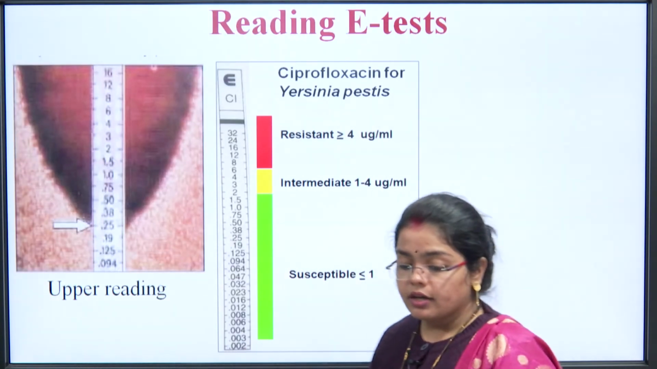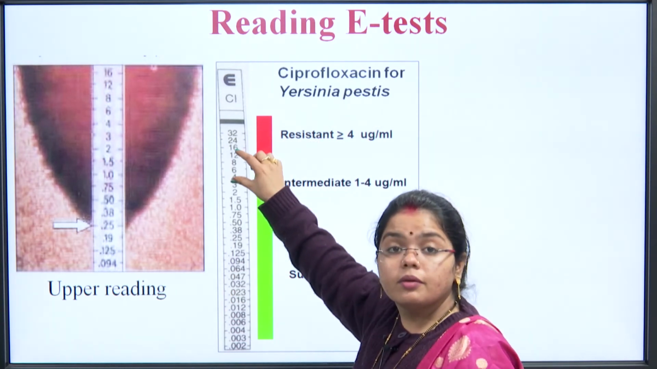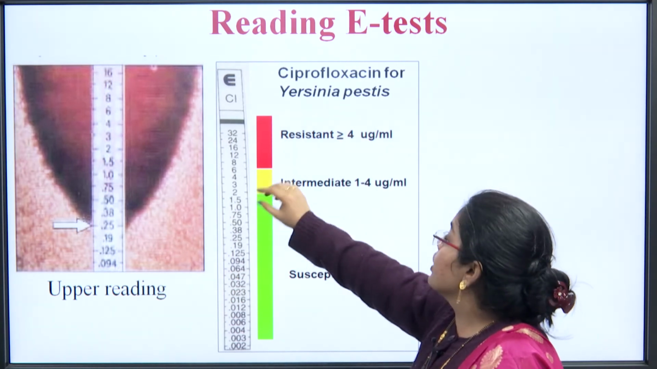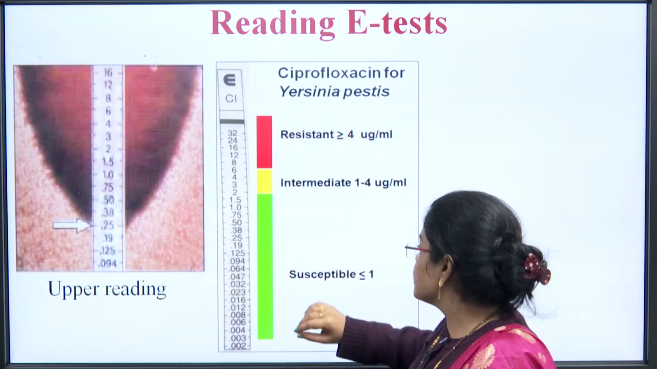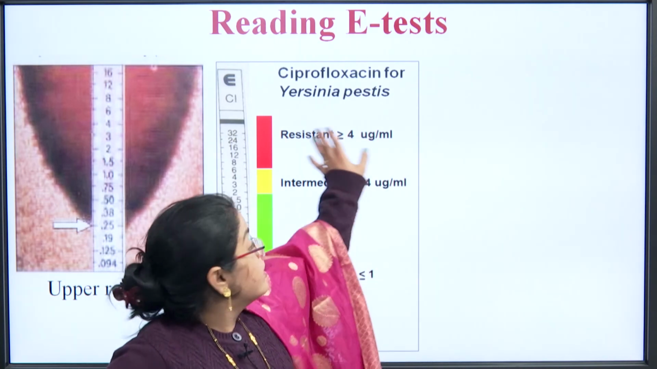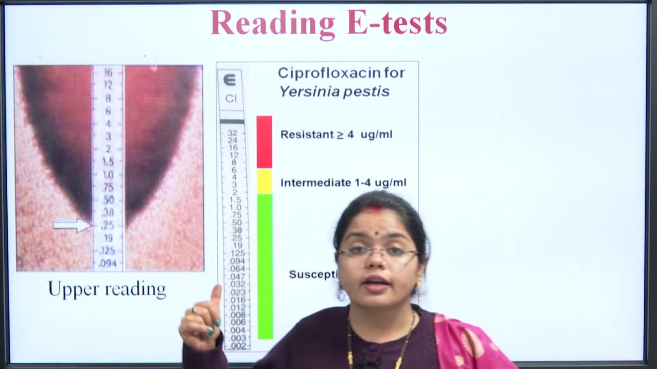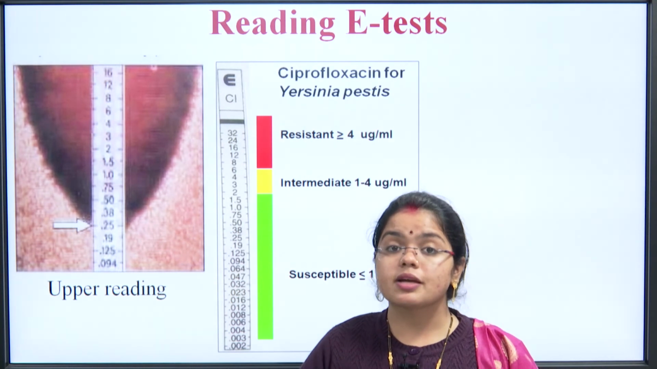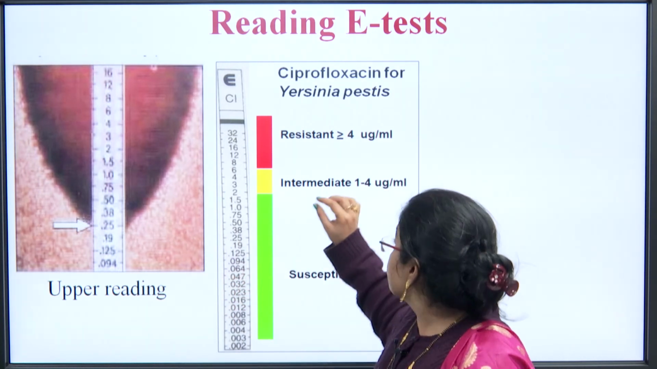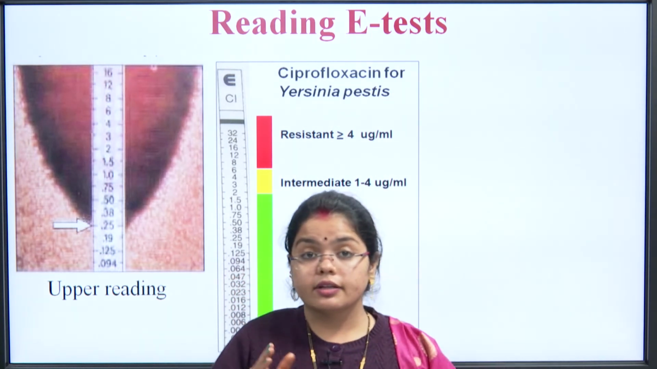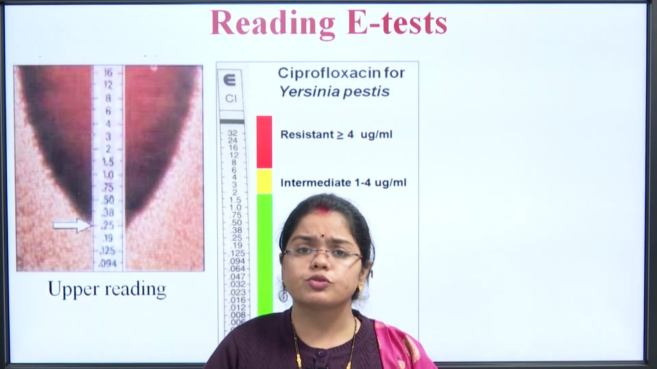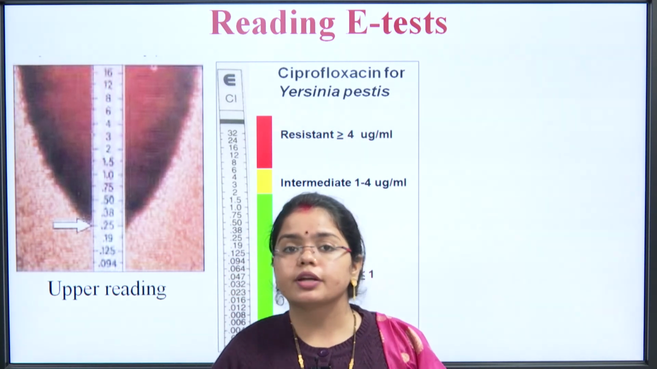How we read the e-test? See, if the microorganisms are not being cleared beyond this limit, that means they are resistant. If they are being cleared here, that means they are intermediate, and if they are being cleared here, that means they are highly susceptible. If the growth is being observed even in the red area, that means a resistant organism is there. The organism is completely resistant to that particular antibiotic. If the microorganism is being cleared in the middle range, that means the susceptibility is intermediate, that means it can be used or it cannot be used, a higher concentration of antibiotic can be used to clear that microorganism.